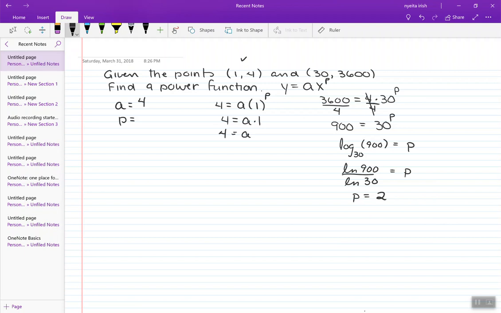30 squared is 900. Once you have a and p, then you can go back to the formula and write it all in. Y equals 4x squared.